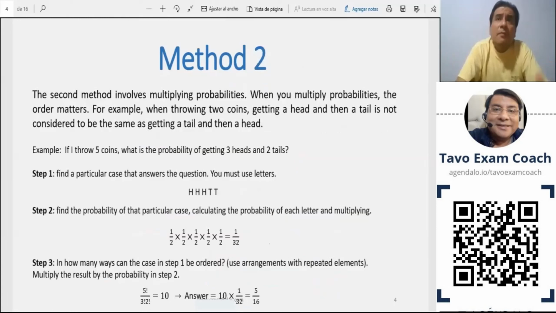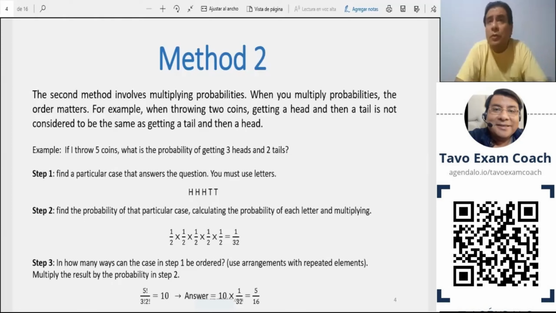The second method involves multiplying probabilities. When can you multiply probabilities? Usually you multiply probabilities when there is a compound event formed by the collection or the concurrence of two or more similar events, such as, for example, the throwing of multiple coins or multiple dice, etc. Okay? But when you multiply probabilities, it's very important to consider the order.